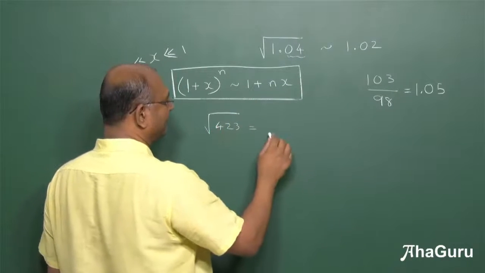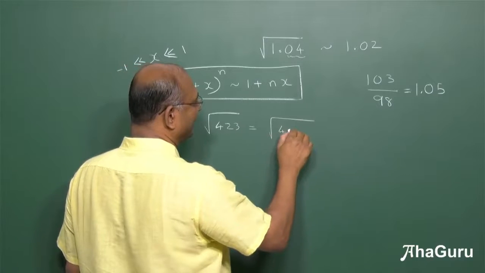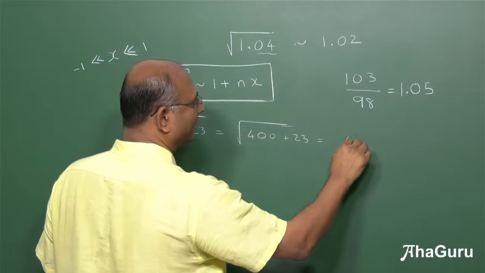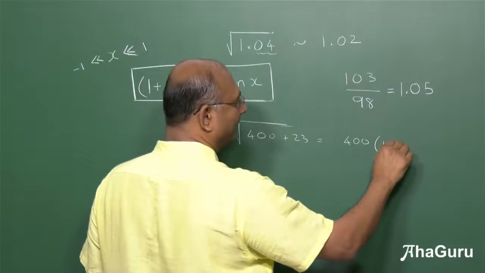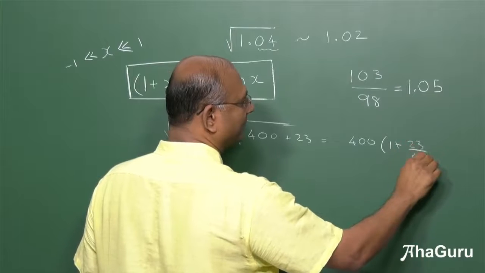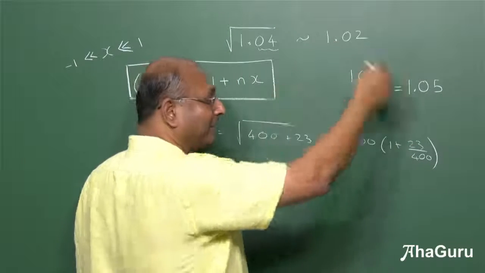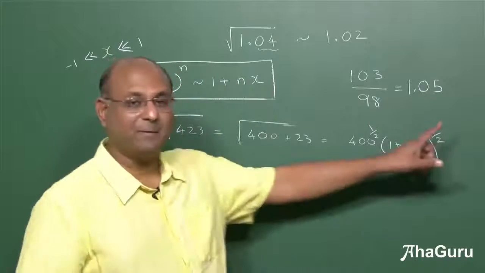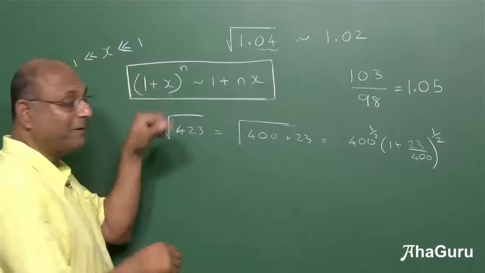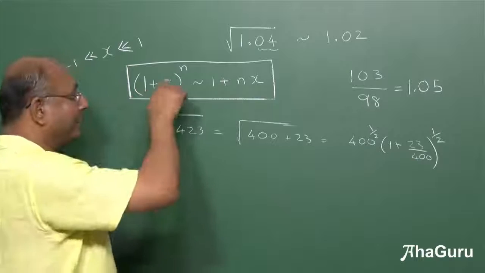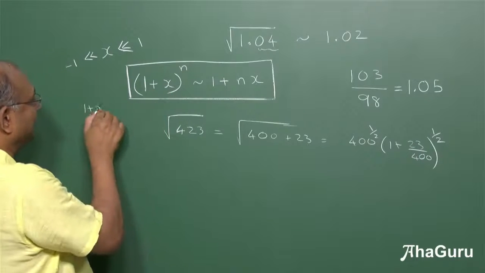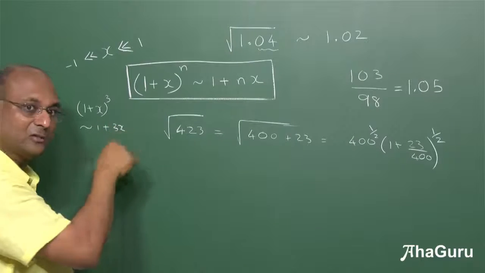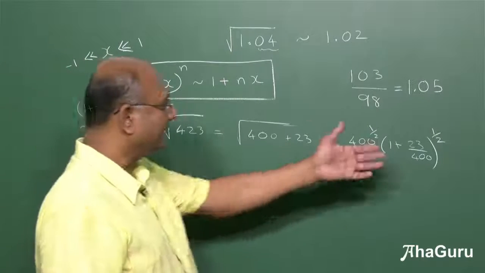So if you look at root of 423, I'll write it as root of 400 plus 23. So that is 400 into 1 plus 23 by 400, whole power half. So it is 400 power half, 1 plus 23 by 400 power half. Remember 1 plus x power n is 1 plus nx. I have been doing it only for roots. But suppose I had 1 plus x power 3, it is 1 plus 3x. So it will also work for cubes. Okay. So let us look at this one.